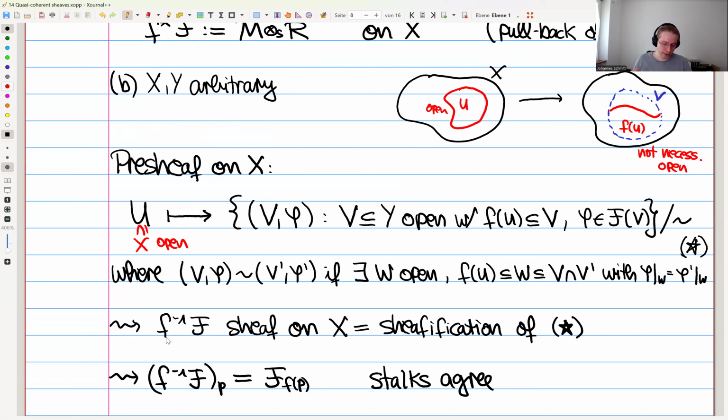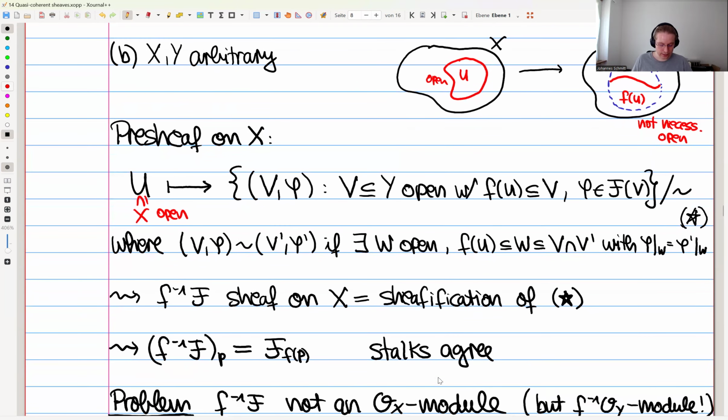Now, one thing you can also check is that the stalks agree. So if you have a point P here, then the stalk of this inverse image sheaf at P is the same as the stalk of the sheaf at the image point f of P. The proof there just uses that these stalks were also defined as equivalence classes of open subsets and sections. And then you just basically see that the two definitions agree. So we'll not go through this in detail.